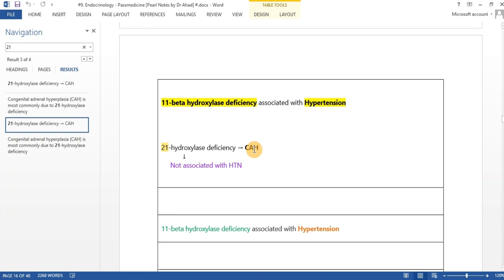This is not associated with hypertension because 21 hydroxylase deficiency is associated with the salt wasting. So ultimately salt will be wasted. So patient won't develop the hypertension. But in case of 11 beta hydroxylase deficiency, there will be no features of salt wasting. In that case, patient will come up with the features of hypertension.